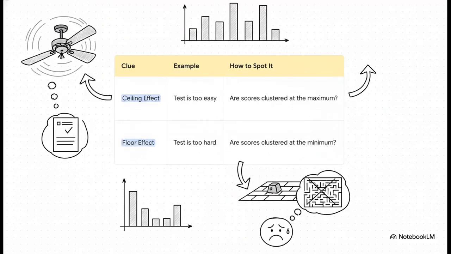And then you've got these two troublemakers, ceiling and floor effects. A ceiling effect is when your test is so easy that everybody scores at or near the top. If everyone's already acing it, there's literally no room to show improvement, right? A floor effect is the exact opposite. The test is so brutally hard that everyone scores near 0. In both cases, the results get all squished together at one end, completely hiding any real difference between your groups.